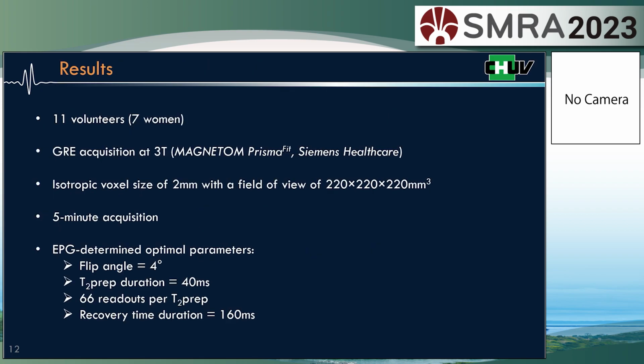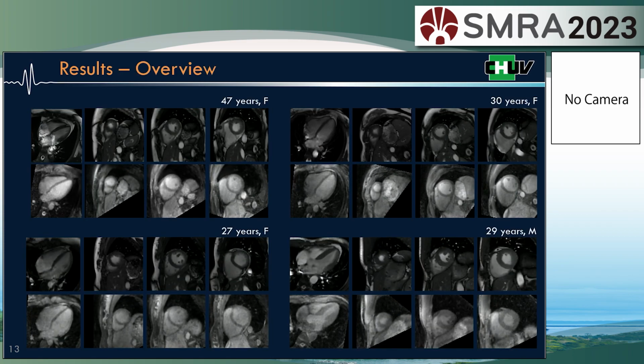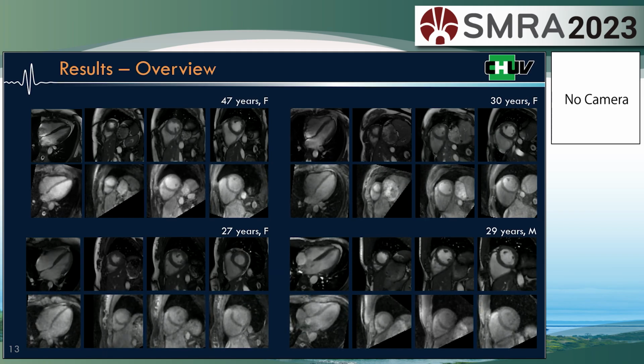We performed our validation on 11 volunteers at 3 Tesla, and here you can see the sequence parameters determined by EPG for a 5-minute acquisition of a 2 mm voxel size image. So here is a first overview of our results. Several things to notice on this slide.